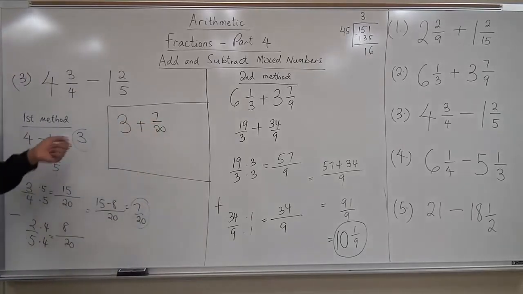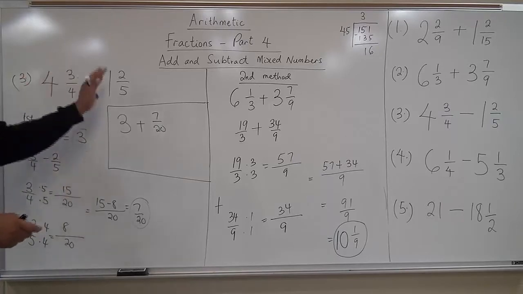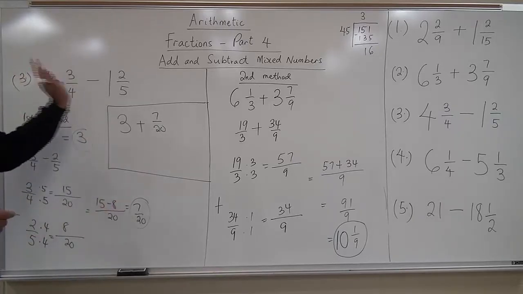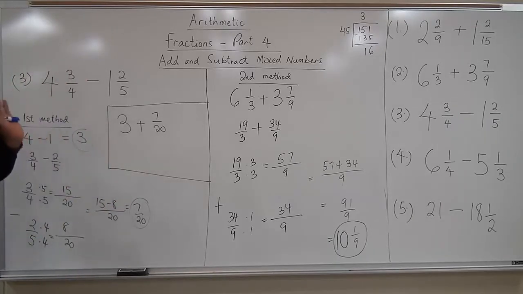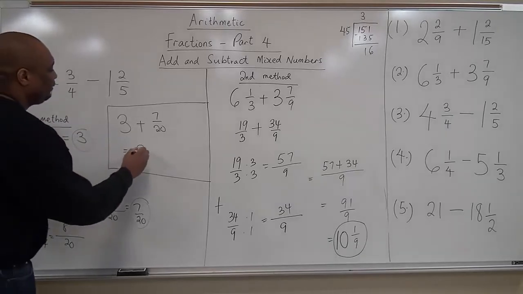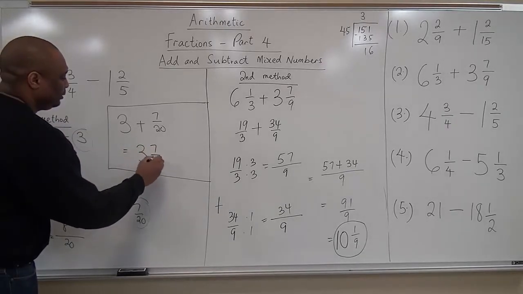Please don't come and start doing 3 minus 7 over 20. No. That won't work that way. You don't want to do subtraction multiple times. Subtract the integers, keep. Subtract the fractions, keep. Add it. And this gives us 3 whole numbers, 7 over 20.